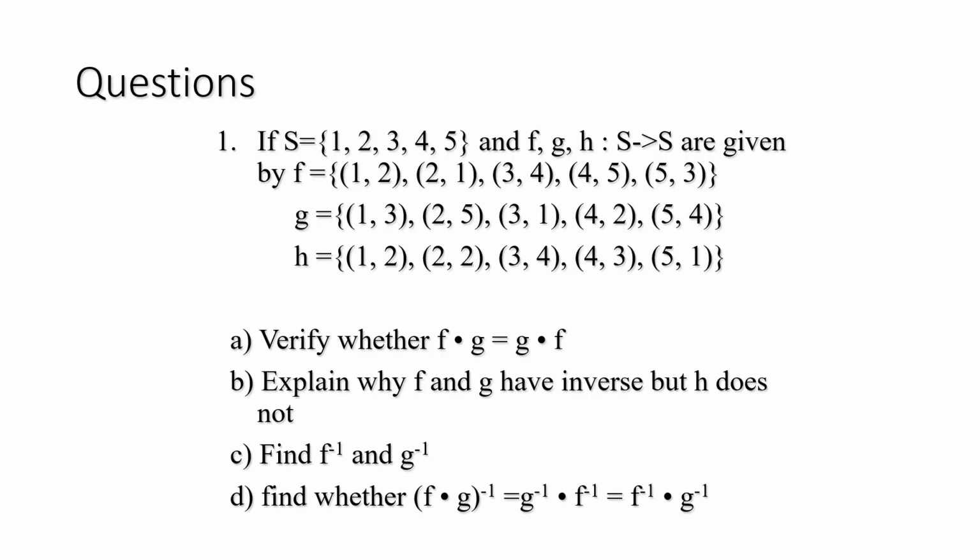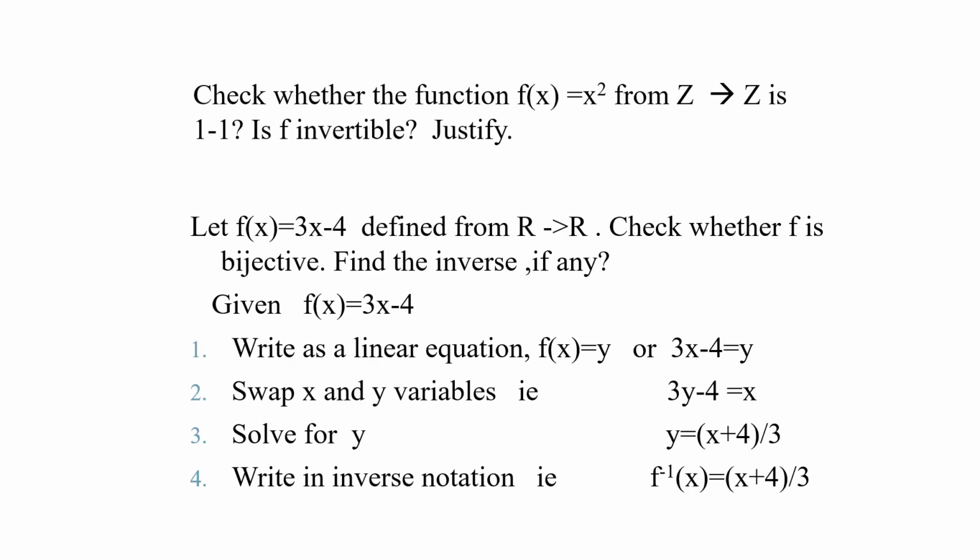Here some questions are given. You can try out these questions based on what you have understood. Here two questions are given. You can try the first question on your own. We can discuss the answer in interactive class. For the second question, I shall give you an explanation. We are given that f of x equal to 3x minus 4 is a function from R to R. You have to check whether f is bijective and find inverse if any.